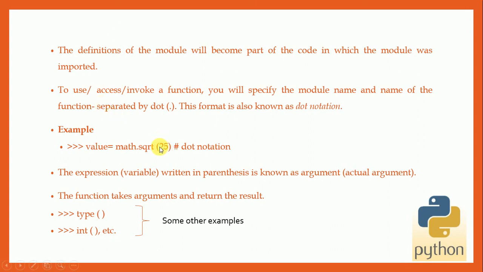Is it clear? Now one more thing: the expression or variable within this parenthesis is known as an argument. Here we are directly giving the value, so it is known as an actual argument. The expression or variable inside this parenthesis is known as an argument, and here we are giving the direct value, so it is known as an actual argument or true argument. Clear? There are some more functions like type, int, etc.